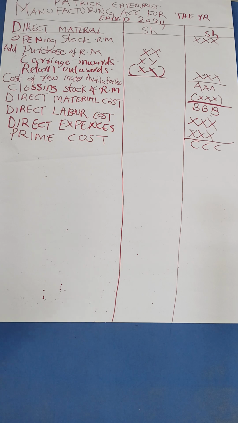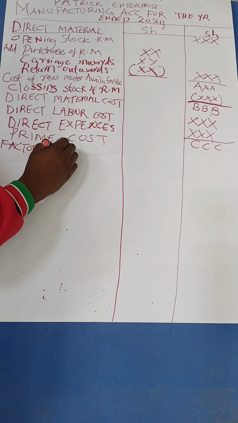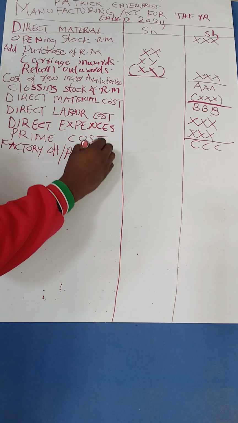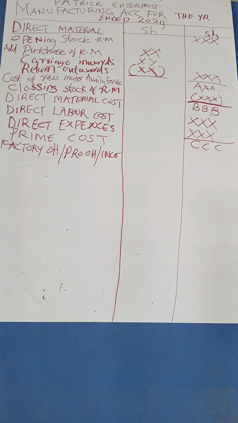Good. Now, after prime cost, we'll go ahead and do what? We add there now the factory overhead or production overheads or indirect cost. We add on this prime cost: factory overheads, or you can call them production overheads, or you can call them indirect cost. So we are going to list them down here.